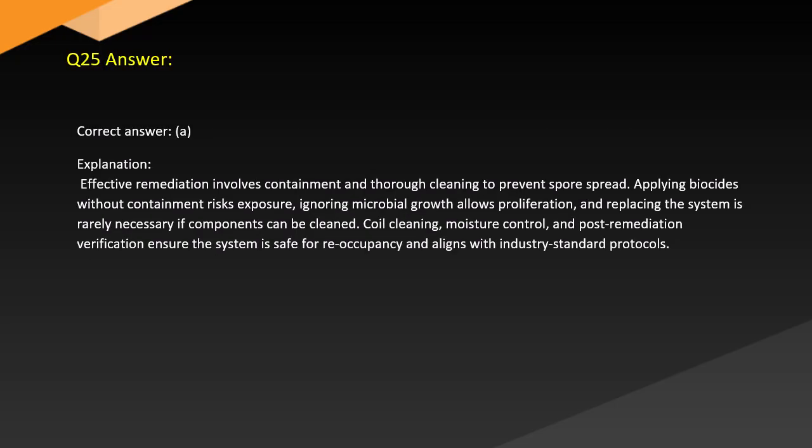Answer. Correct answer: A. Explanation. Effective remediation involves containment and thorough cleaning to prevent spore spread. Applying biocides without containment risks exposure. Ignoring microbial growth allows proliferation, and replacing the system is rarely necessary if components can be cleaned. Coil cleaning, moisture control, and post-remediation verification ensure the system is safe for reoccupancy and aligns with industry standard protocols.